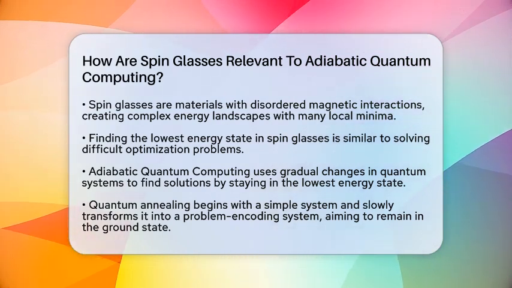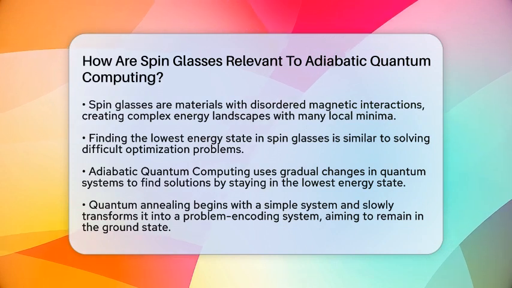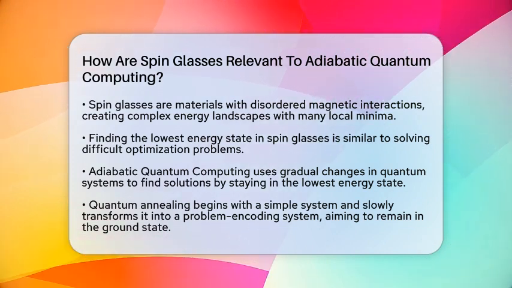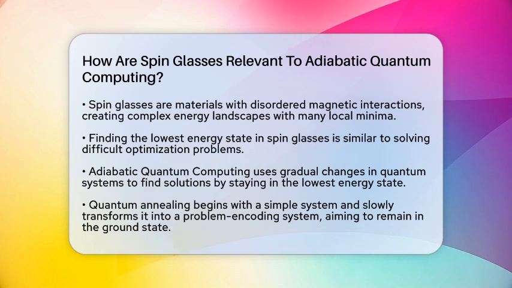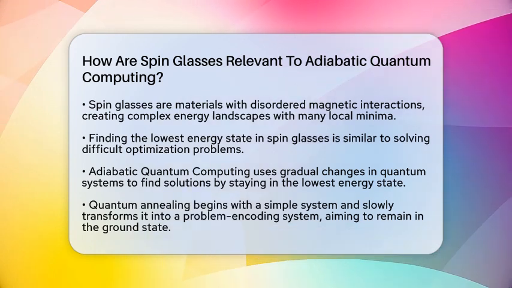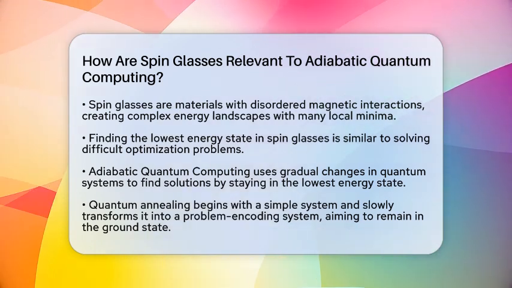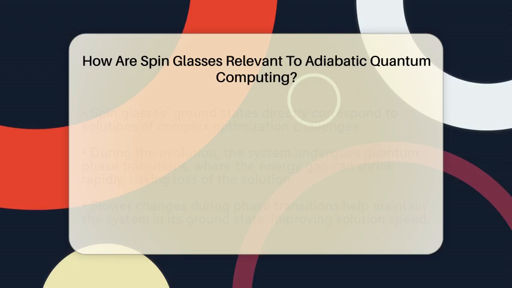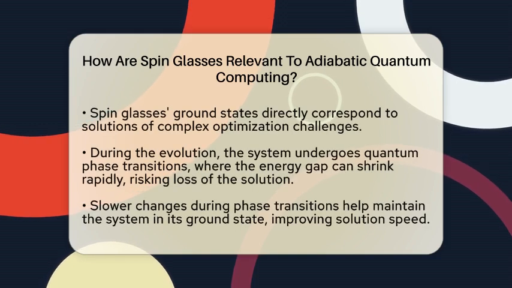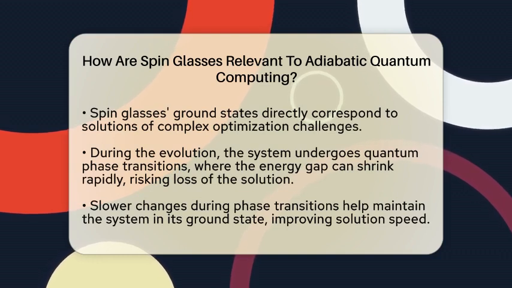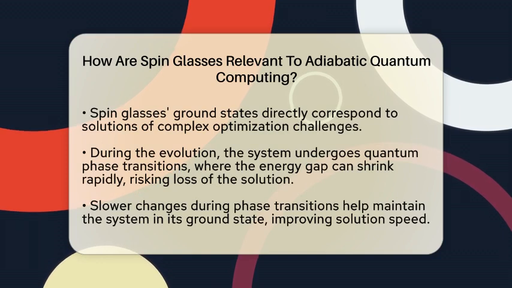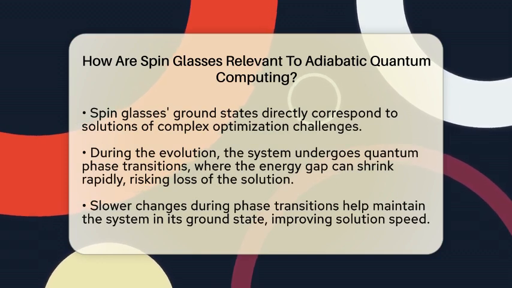Adiabatic quantum computing, especially through quantum annealing, uses quantum mechanics to tackle these problems. The idea is to start with a simple system in a known ground state and slowly change it into a more complex one that encodes the problem. If done carefully, the system stays in its lowest energy state throughout the process, ending up with the solution. Spin glasses fit perfectly into this because their ground states represent solutions to difficult optimization problems.